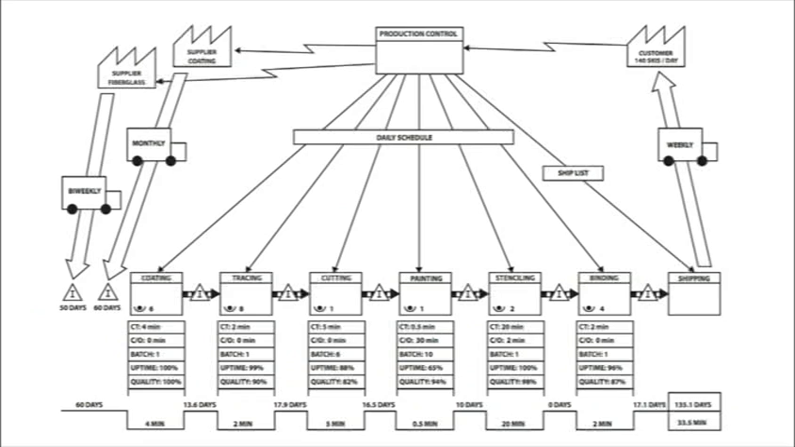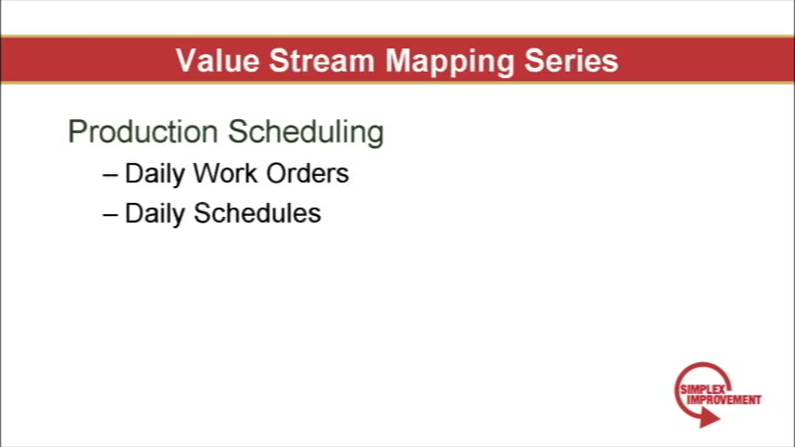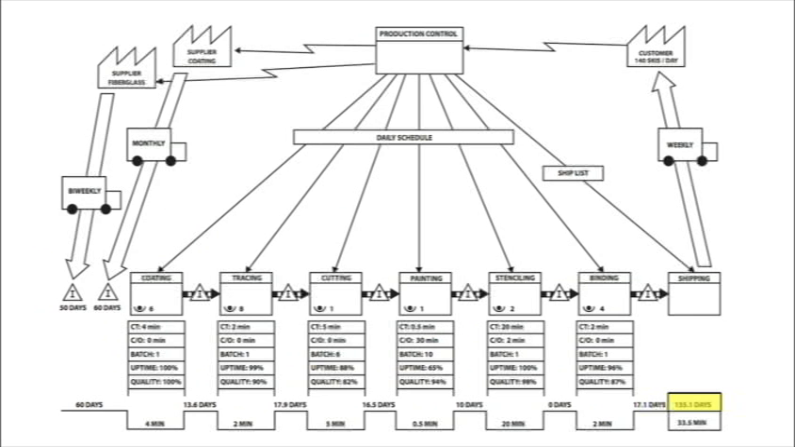The team and I walk the process several more times to collect information about cycle time, changeover, batch sizes, station uptime percentages, and quality percentages. I also confirm that the production controller puts out daily work orders to each station via daily schedules. Now, this is what the resulting map looks like. Notice that it takes over 135 days for a red ski to flow from beginning to end in the current state. But the value added time is only 33 minutes.